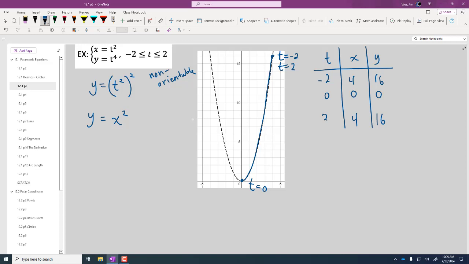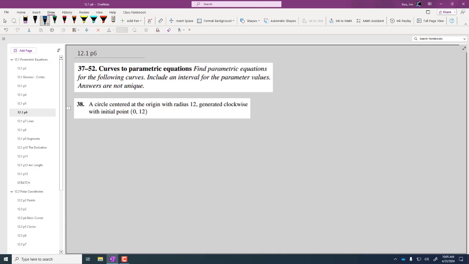Okay, so then let's try to build parametric curves, and this can be hard. We kind of have a sense for circles already, though. So this says find parametric equations for the following curves, including interval. So this says build parametric curves for a circle centered at the origin with radius 12, generated clockwise with initial point 0, 12. So take a look at the ones we've already done and see if you can figure out what the structure should be for this parametric curve.